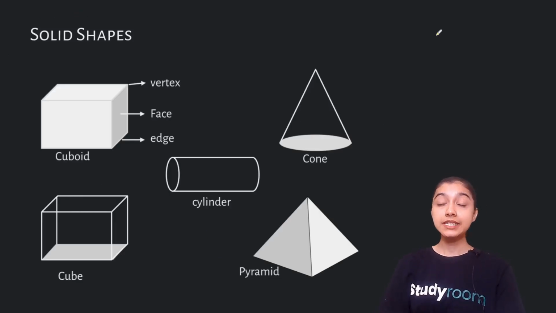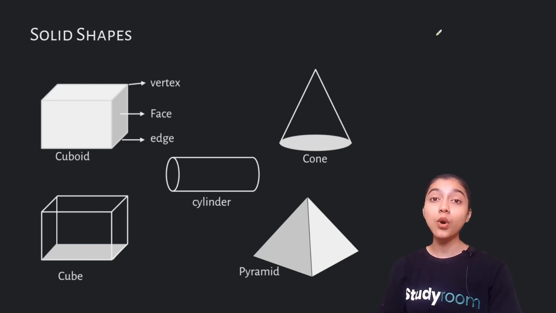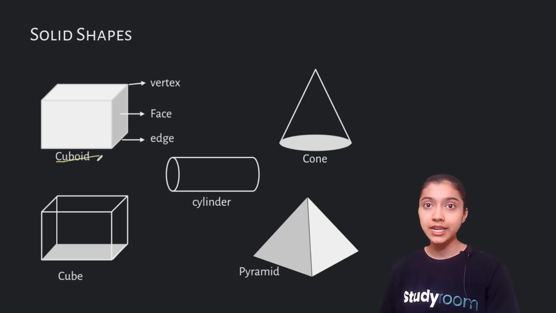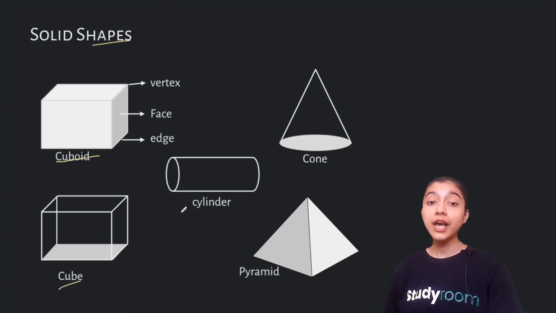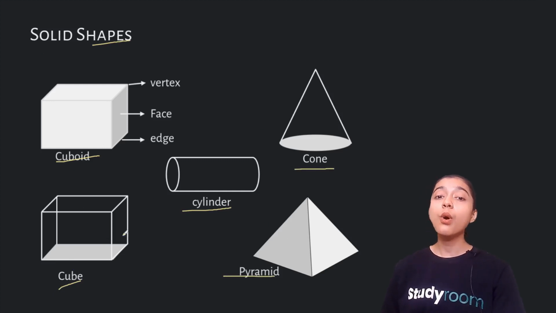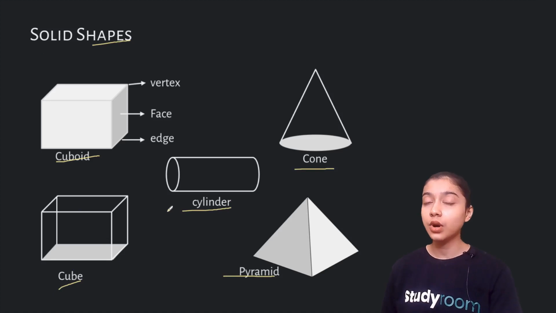Now we will be discussing solid shapes. So solid shapes are those shapes that occupy a specific volume and they are in three-dimensional space. So the examples of solid shapes are a cuboid. It occupies some space and at the same time it is a three-dimensional shape. So it is a solid shape. Next up we have a cube. We also have a cylinder, a cone and a pyramid. So all these shapes are known as solid shapes.